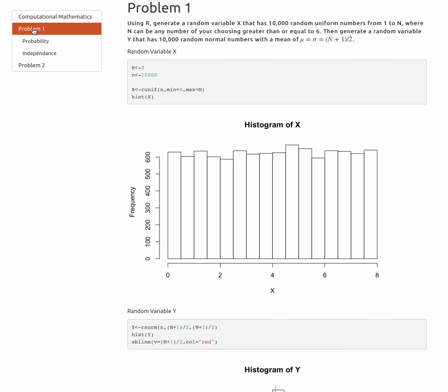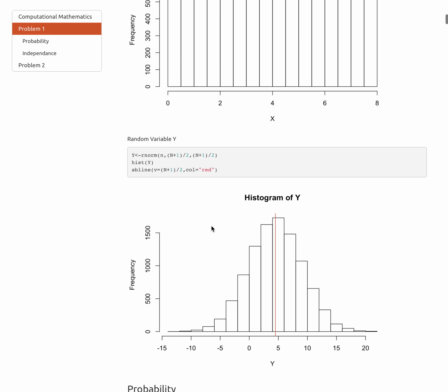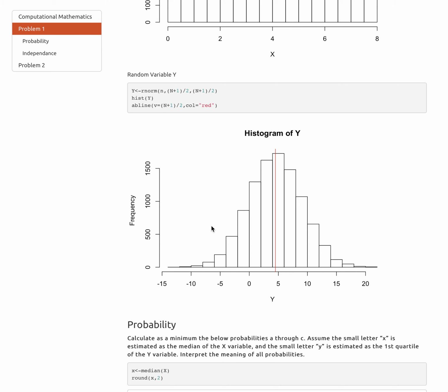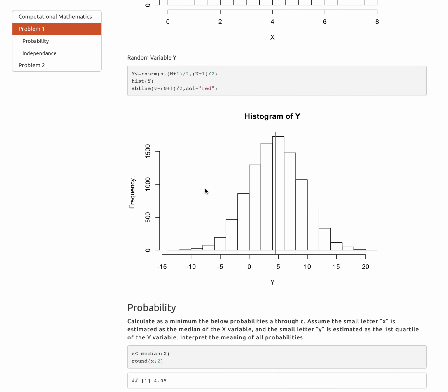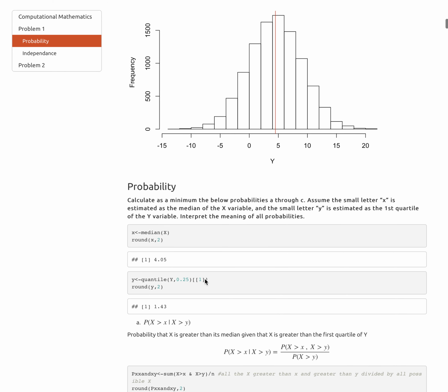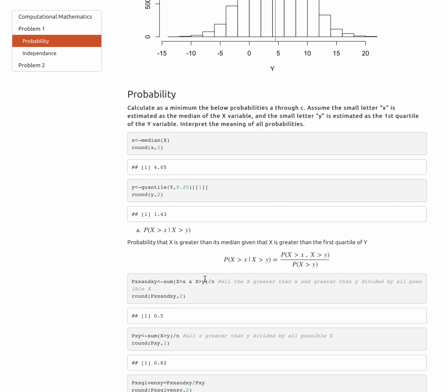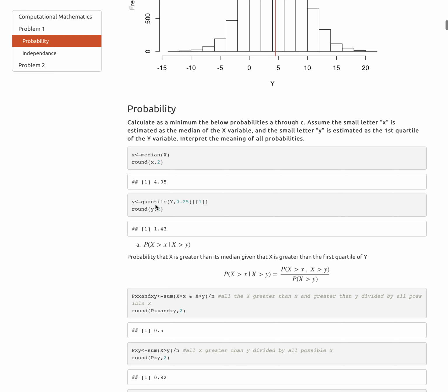I started off by defining the two random variables, x and y. I picked n to be equal to 8. Here is x, a uniform random variable, and y is a normal random variable with standard deviation and mean as given by the homework. So then I did probability. I started a calculation on little x and little y as indicated, then solved each of the cases given. So I calculated x and y.